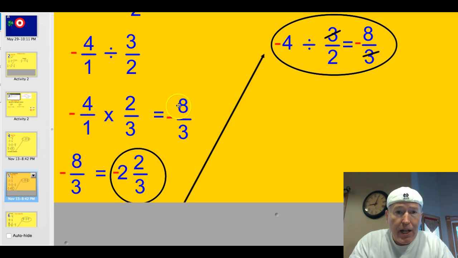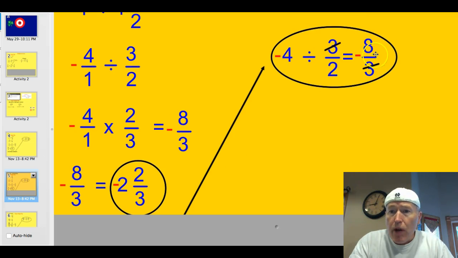We end up with a negative 8/3. A negative 8/3 is really equal to a negative 2 2/3. Using the improper form, we could check our answer. We have negative 8/3. If we multiply, oh, sorry, we can cross reduce here, I guess. Then we would have negative 8/2, which is the same as negative 4.